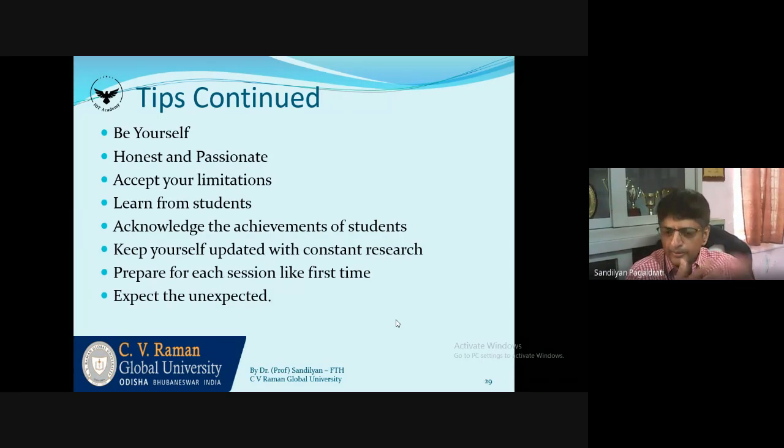Be passionate, be honest, understand your limitations, accept them, learn from students. Sometimes students are better teachers than yourself in certain areas. They might be more skilled. Always celebrate and acknowledge the achievements of students publicly. But if you want to reprimand somebody, try to do it always in private. Update yourself, be more actively engaged in research, learn more, and bring newness into your session. Carry research from outside into your classroom.